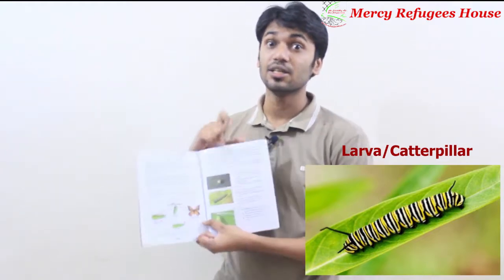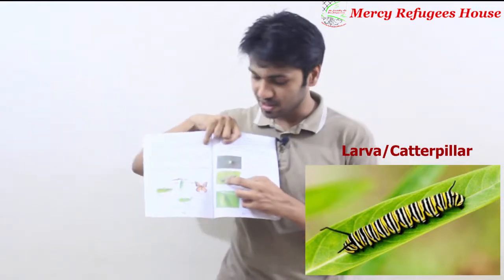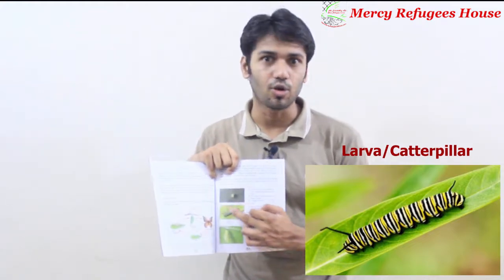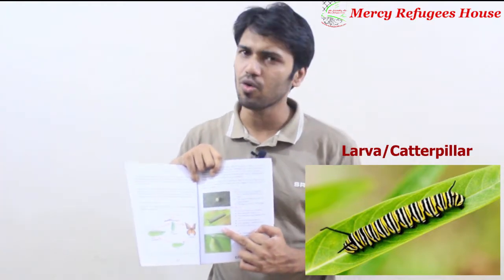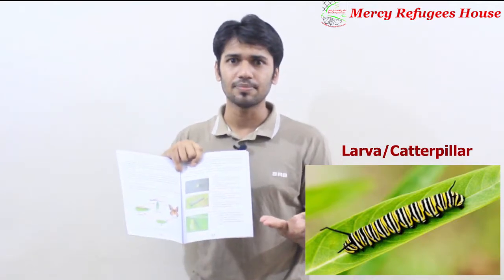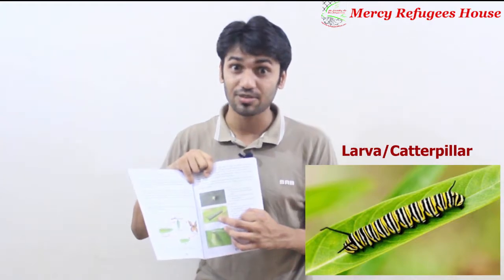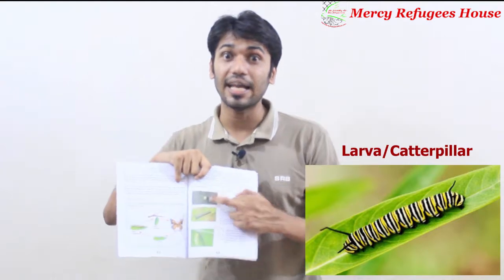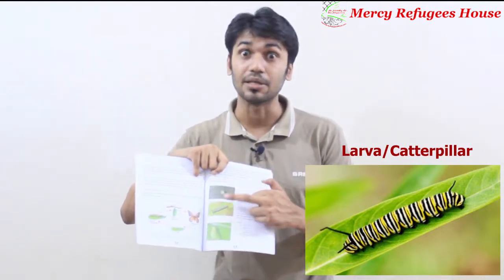Let's go and see what happens to the larva. Look at this. This is the caterpillar or the larva. We call them larva. What else do we call them? Oh, no, no, it has got another name. What is it? Oh, it's caterpillar. Now look at this. What happens to this egg? The egg becomes a caterpillar.